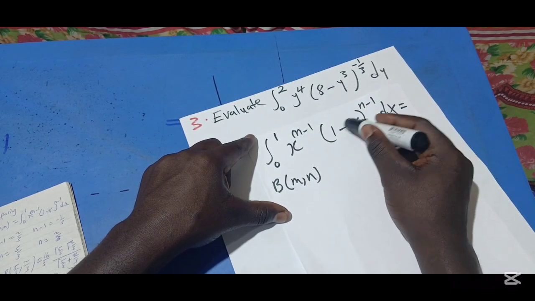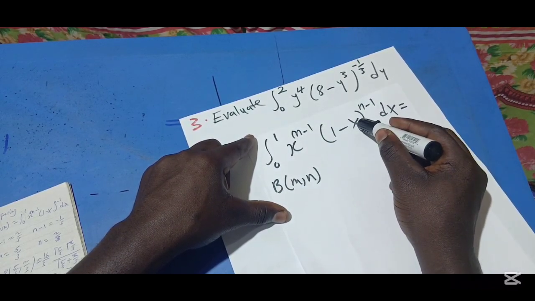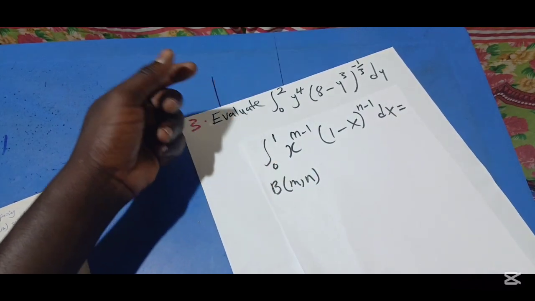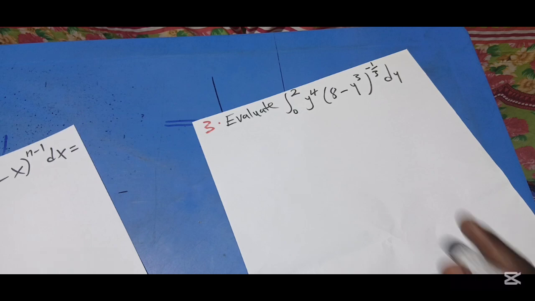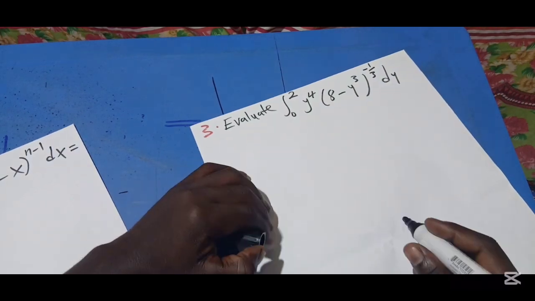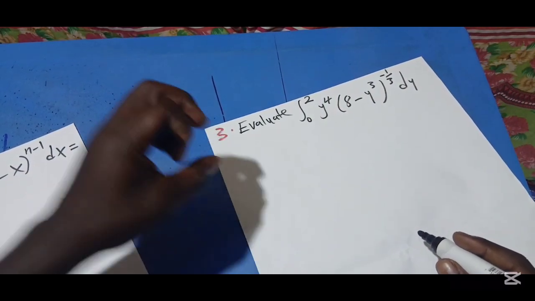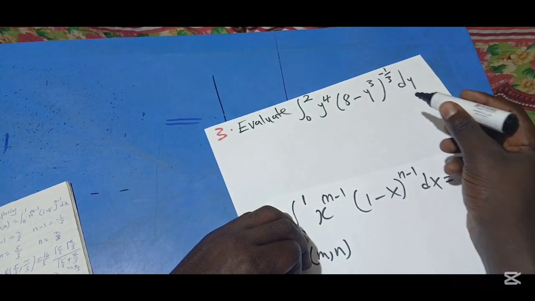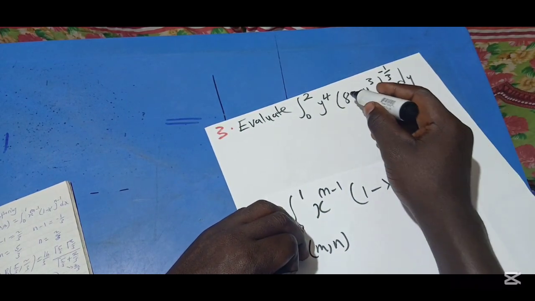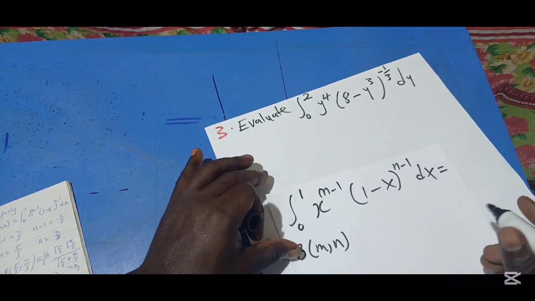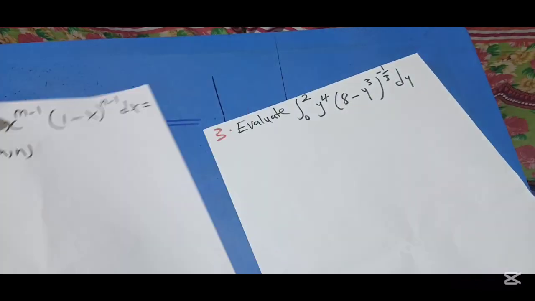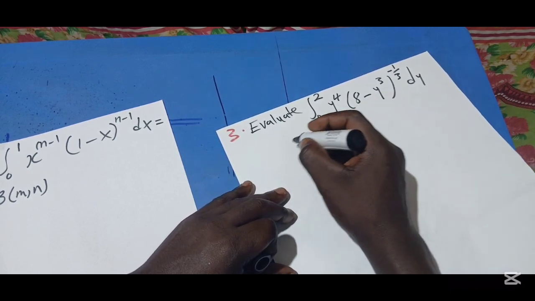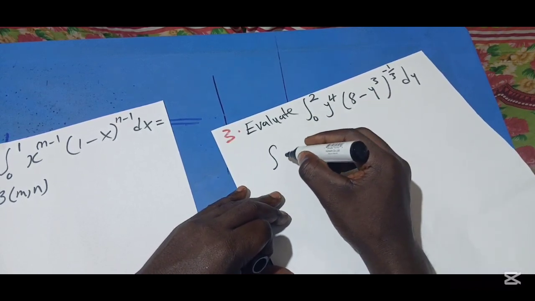So our aim is to make the term in the bracket of the form 1 minus x to the power something. To do so, let's rewrite this problem before we do the substitution, because the term here is not 1. We have to do so that we get a 1 here, followed by the corresponding substitution. So here let's rewrite the question.